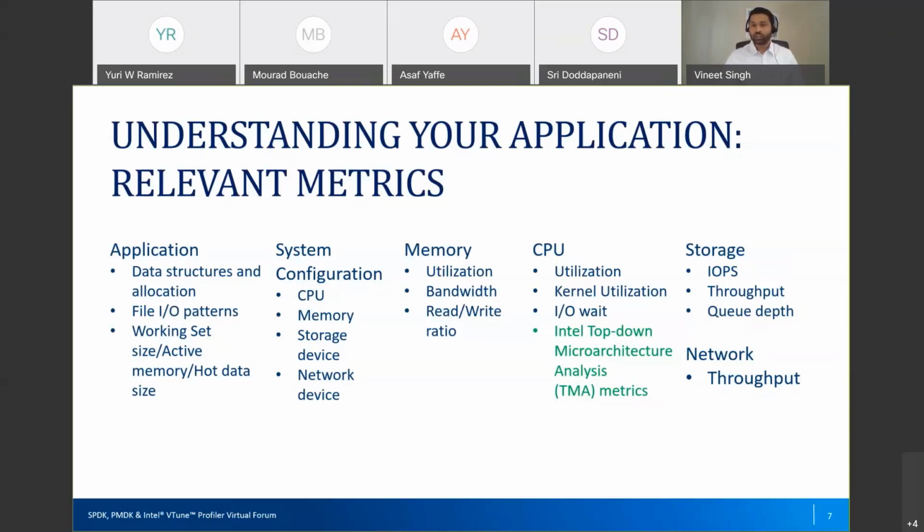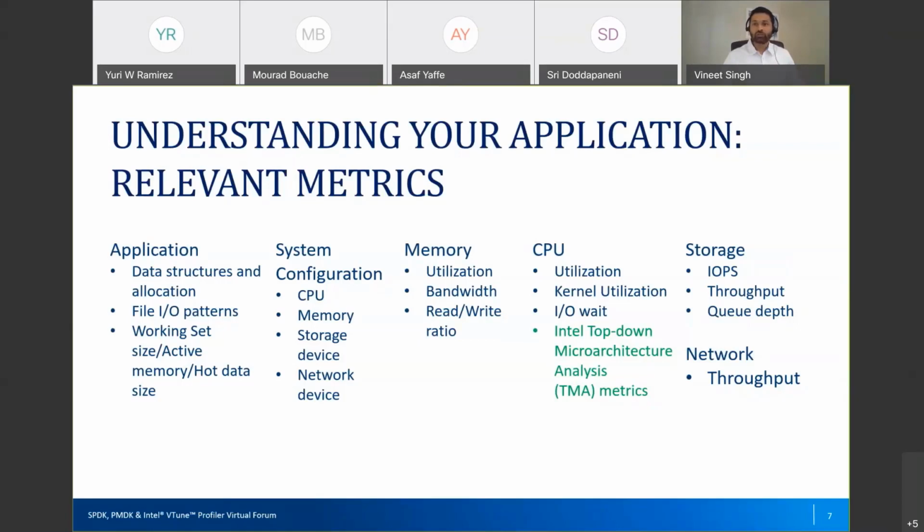One of the crucial metrics that really helps in determining if your application can benefit from PMEM is the Intel top-down microarchitectural analysis metric, the TMA metric. These metrics are available through perf or through our tools for Intel architectures, and these help you determine the memory resource requirement from your application. So they come in really handy.